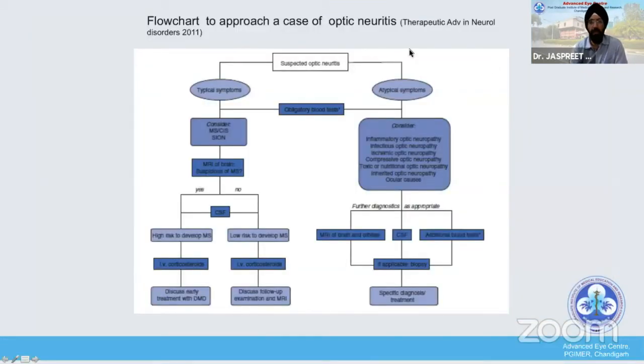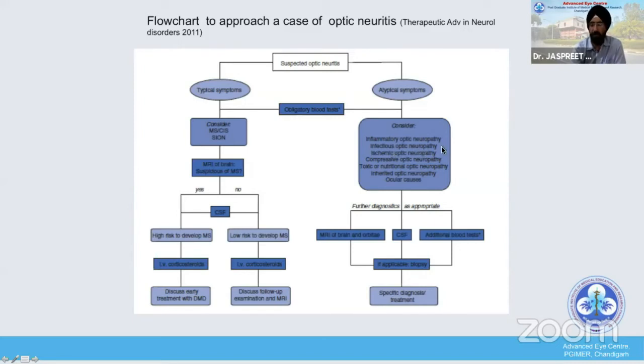So this is just a flow chart which can guide us to approach a case of optic neuritis. If you're suspecting optic neuritis, you can have typical symptoms or atypical symptoms. So you would order obligatory blood tests, whether typical or atypical. Once you're considering atypical, you have to see if you're dealing with inflammatory optic neuritis; the clinical picture, the history, the symptoms would tell you.